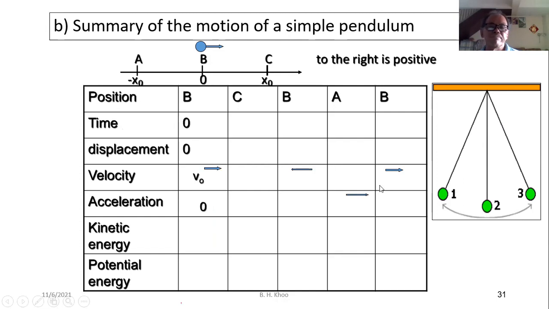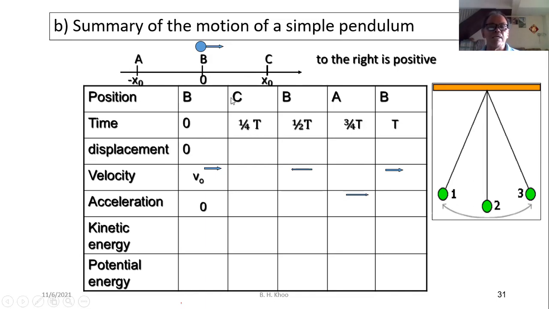So from B to C, and then from C to B, from B to A to B, each of them is a quarter. So from B to C is a quarter. From C back to B is another quarter, so it's half period. And from B to A is a quarter period, so it's 3/4. And from A to B, another quarter, so it's one period.